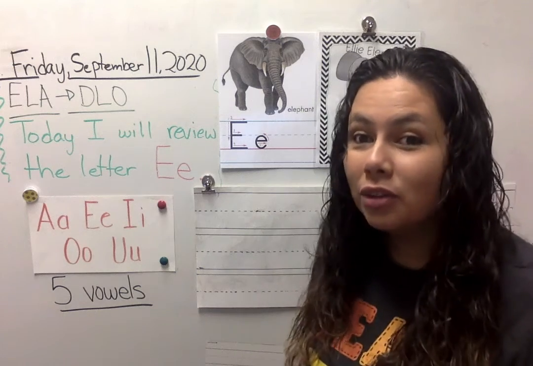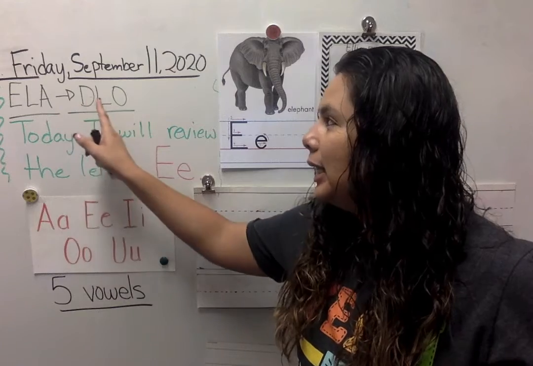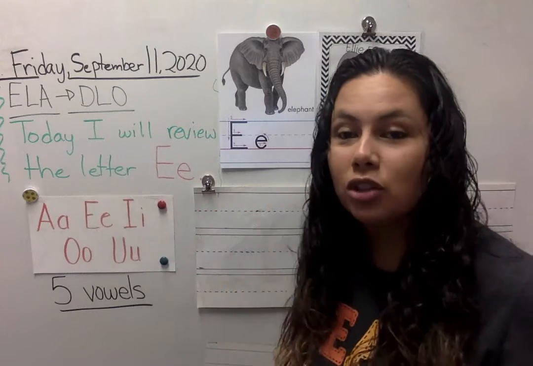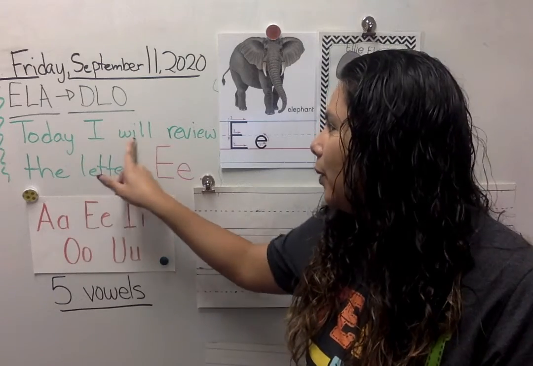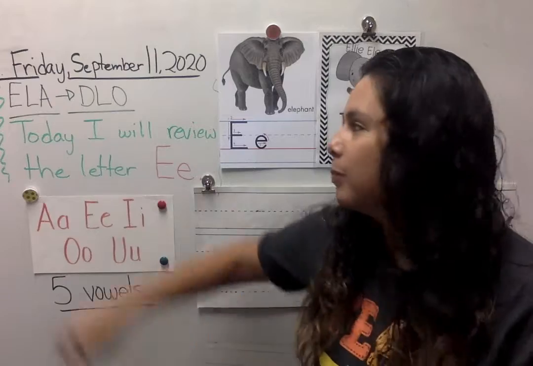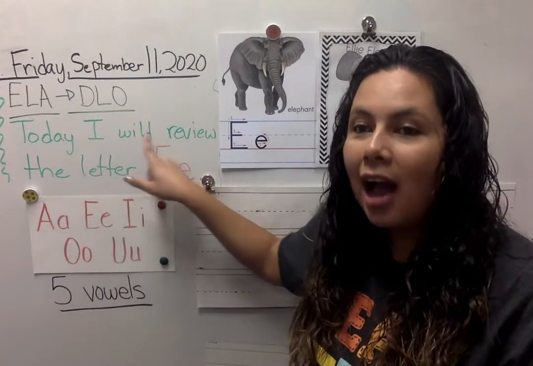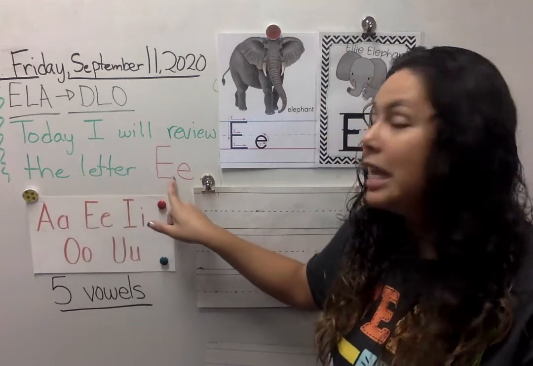All right, guys, let's move on to our first section of ELA, all right? Our daily learning objective, I also put it on Schoology just in case, is: today I will review the letter E. Repeat with me. Today I will review the letter E.